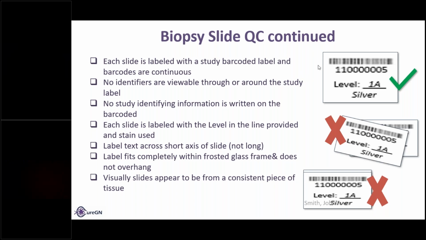So for the biopsy QC, some more points: each slide is labeled with a study barcode label, and barcodes need to be continuous, which you guys are doing a great job with. Thank you. No identifiers are viewable through or around the study label, similar to this bottom one here where you can see the name underneath it from the label below. No study identifying information is written on the barcode. All you need to write is just the level and the stain.